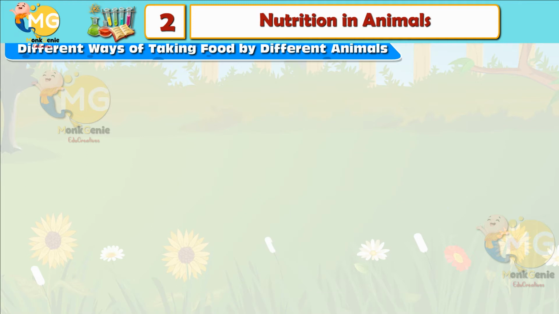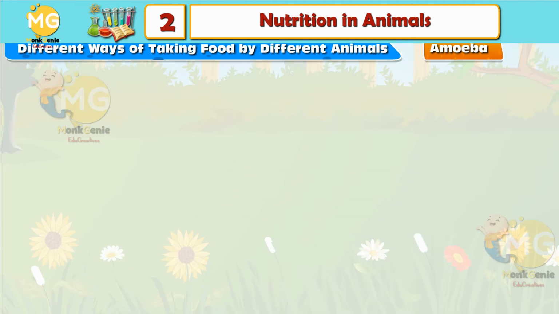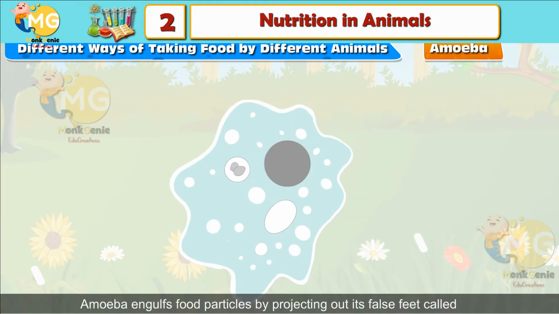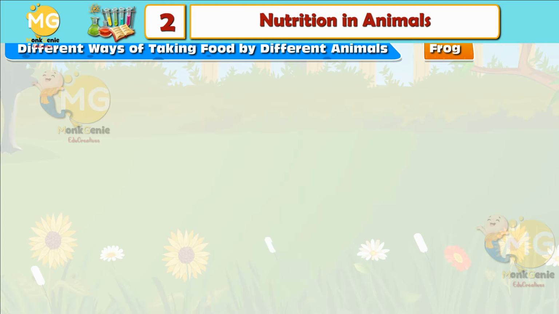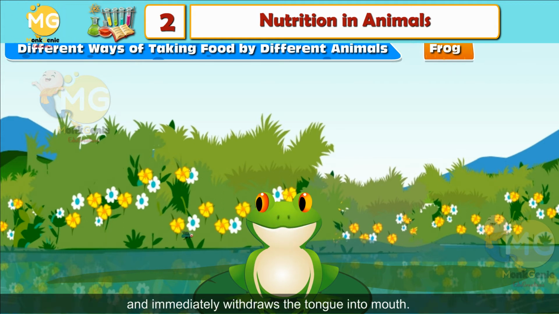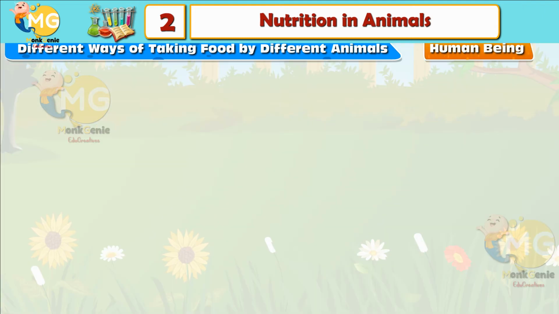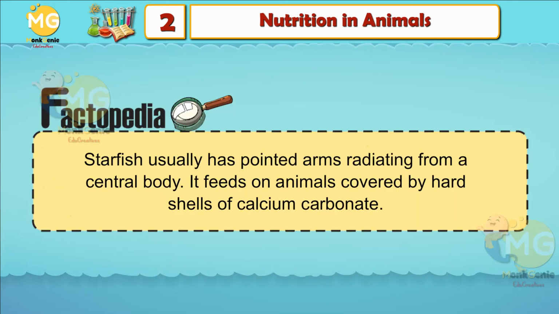Different ways of taking food by different animals. Let us discuss some of them. Amoeba. Amoeba engulfs food particles by projecting out its false feet called pseudopodia. Frog. It has a long and sticky tongue. It shoots out its sticky tongue to catch the prey and immediately withdraws the tongue into the mouth. Human being. Humans have 4 limbs which help them to put food into the mouth cavity.